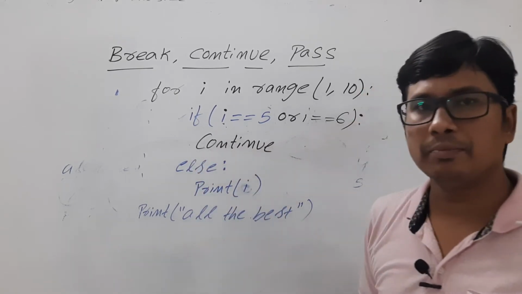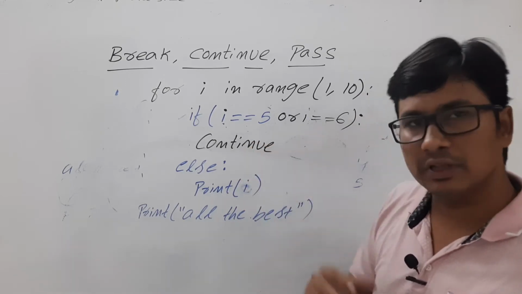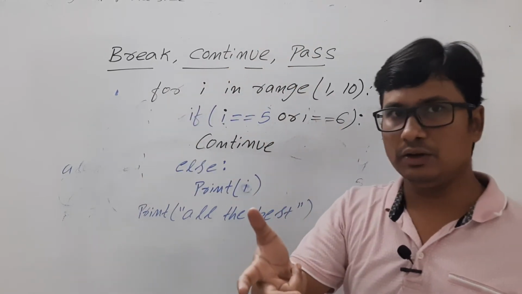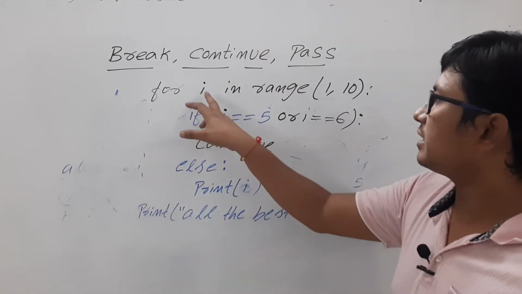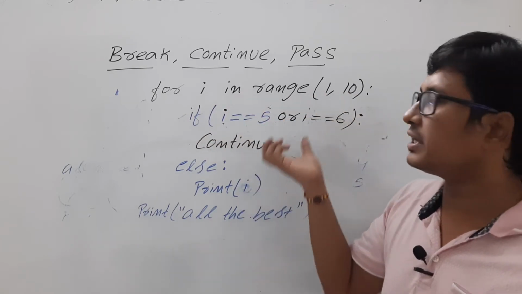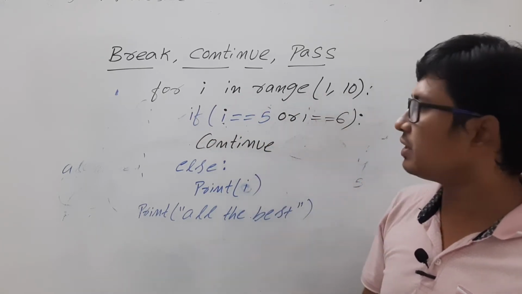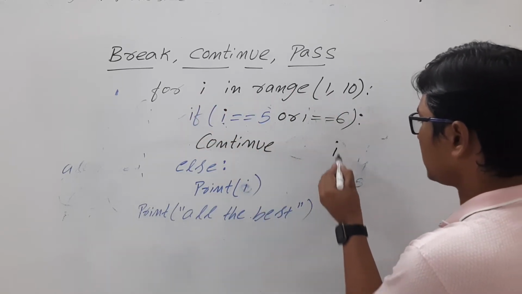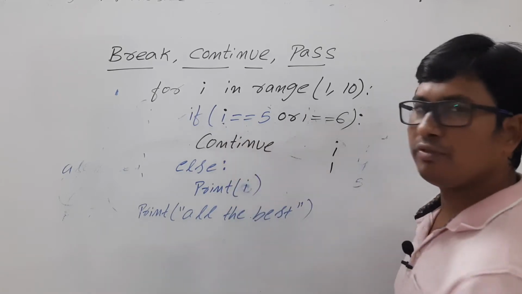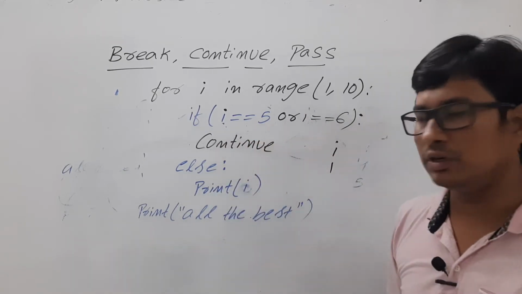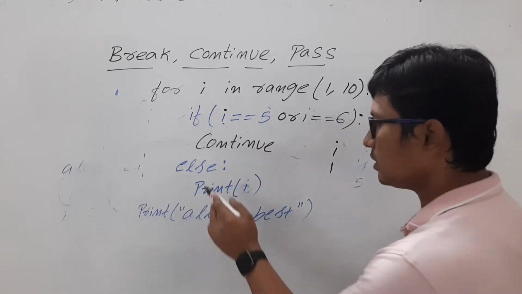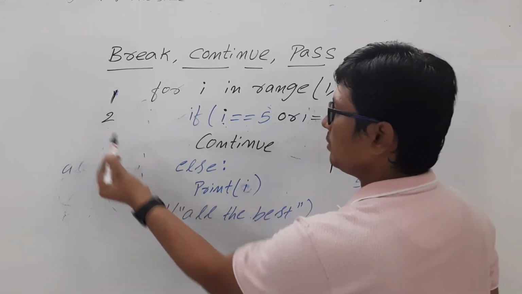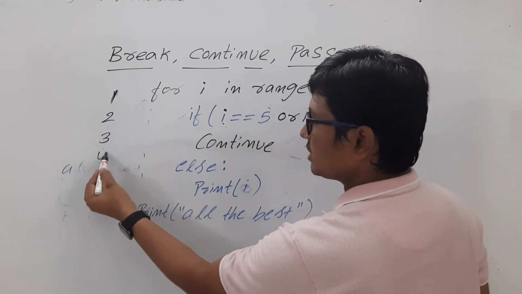Now what will happen? The purpose of the continue statement is to skip the statements after that one and go for the next iteration. You will understand it in a better way. Look at here, for i in range, it will start from 1 and go up to 9. So i value is currently 1. Now this condition will be false because 1 is not equal to 5 or 6. So this statement will not be executed, the else statement will be executed. So 1 will be printed, next time 2, next time 3, next time 4 will be printed.